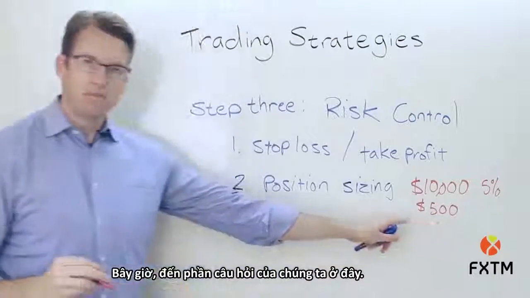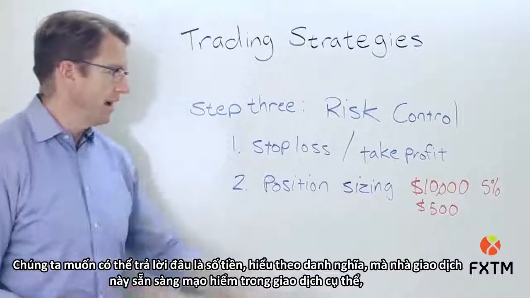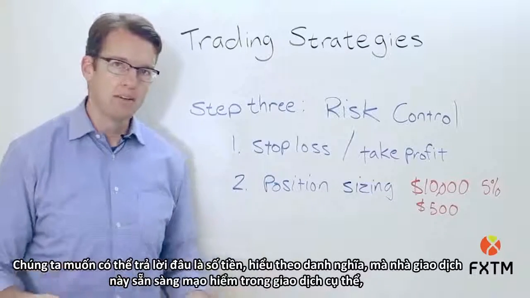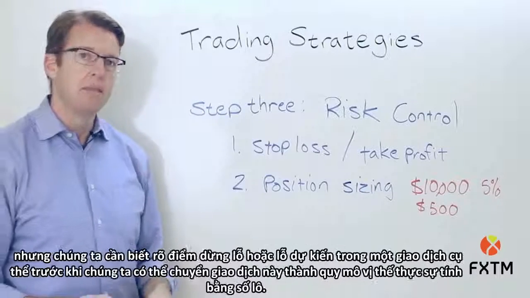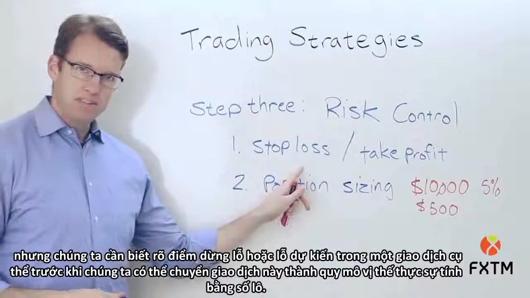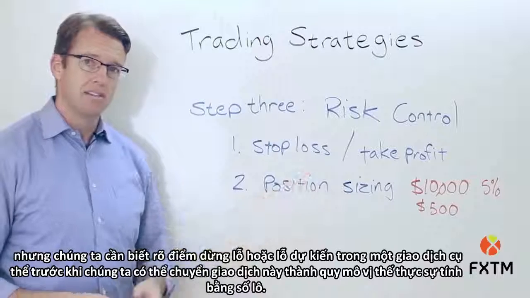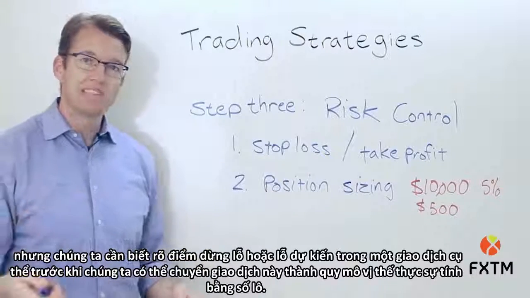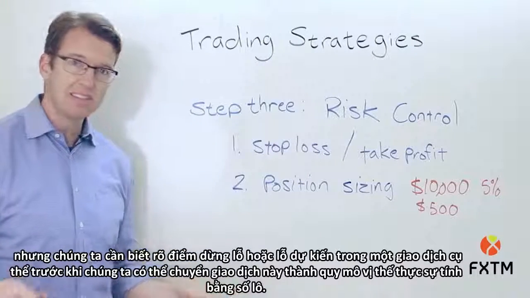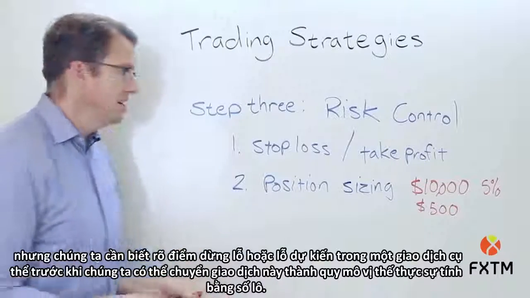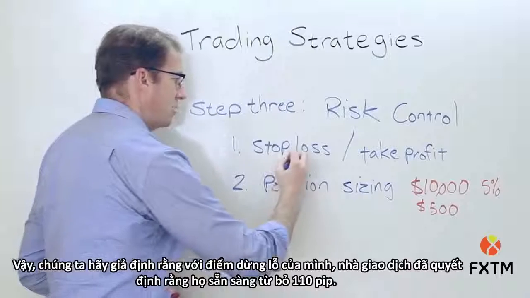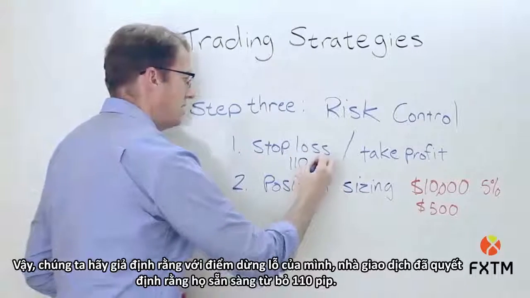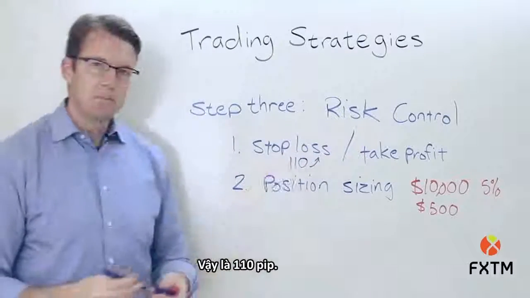Now, that's part of our question here. We want to be able to answer what is the amount of money in notional terms that this trader is willing to put at risk in a particular trade. But we need to know what the stop loss is, or what the expected loss is in a particular trade, before we can translate this into an actual position size in terms of how many lots. So let's say that this trader has decided that for their stop loss, they're willing to give up 110 pips. So 110 pips.